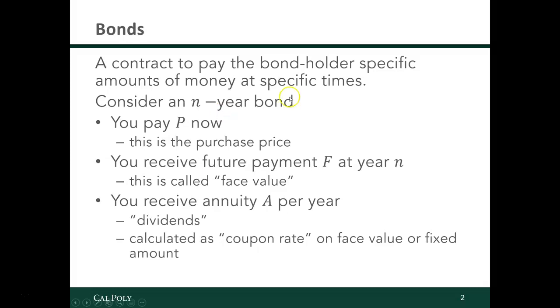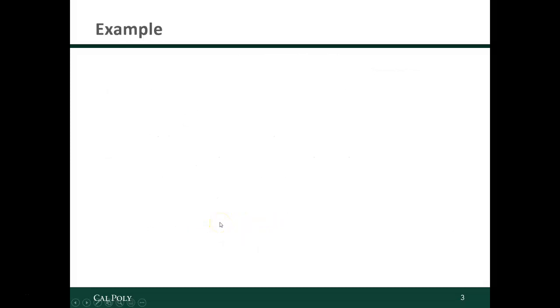Okay, so you pay a certain amount P now, you receive a future payment F, the face value at year N, and you get these dividends on a regular basis. So let's do an example. What kinds of problems do we ask about bonds? The most common ones are: how much is a bond worth? What's its present value, basically? How much should you be willing to pay for the bond? And also, what is its effective yield, which is its rate of return?